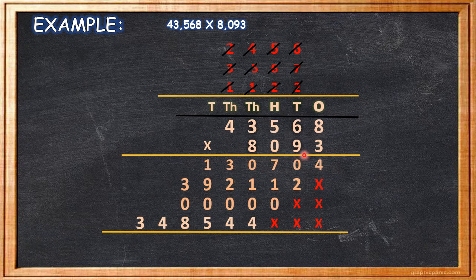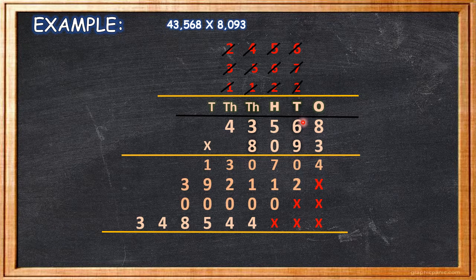Now with tens column, 9 8s are 72, 2 here. Why cross here? Because we are multiplying from tens column. So we will start writing product from tens column only. Yes, children. So 9 8s are 72, 2 will be here, 7 will be here as a carryover.